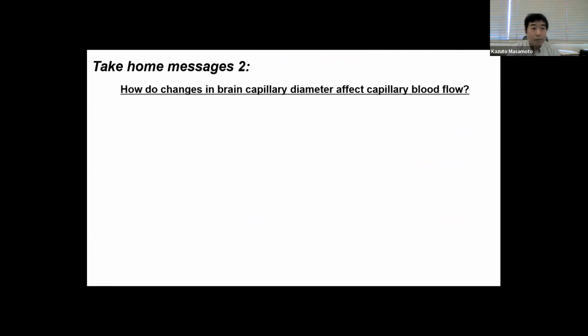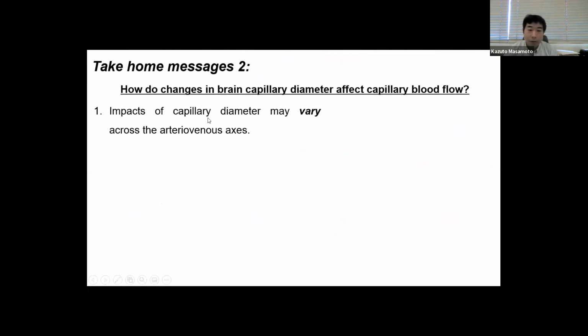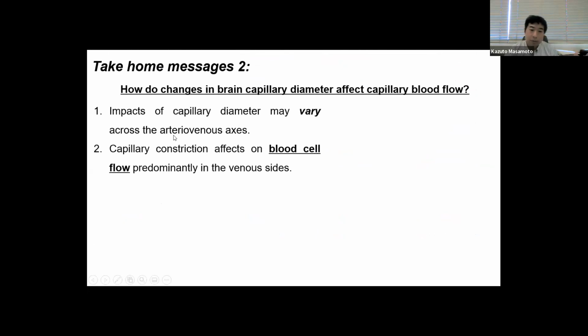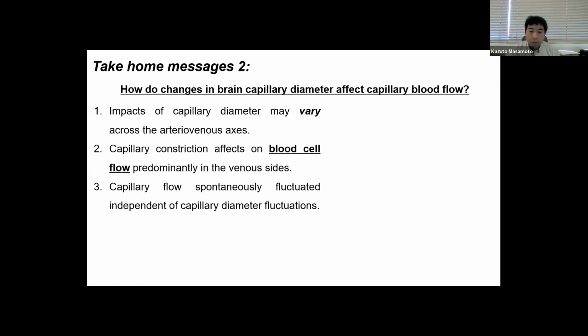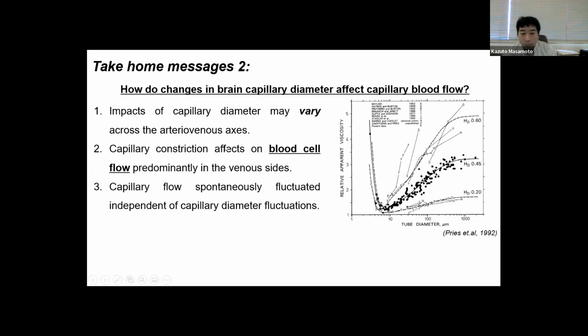So take-home message 2 is how changing capillary diameter affects capillary blood flow. The impact of the diameter all depends on the difference across the networks from the arterial to the venous side, because of the different pressure differences depending on the capillaries in the network. And the constriction affects blood cell flow on the venous side, and the spontaneous fracture. This is independent of diameter fractures, that flow change in the cell flow.